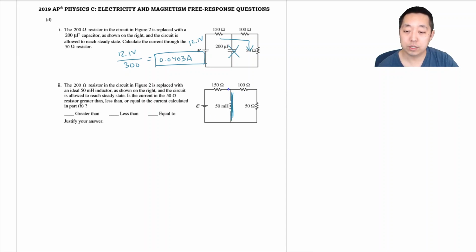So when you short this, there's no voltage drop in this path. The current's just going to flow like this, because the voltage from here to here is 0, because they're all connected, right? So definitely less than, because the I through the 50 ohms is 0. Okay, and I think that wraps up that one.